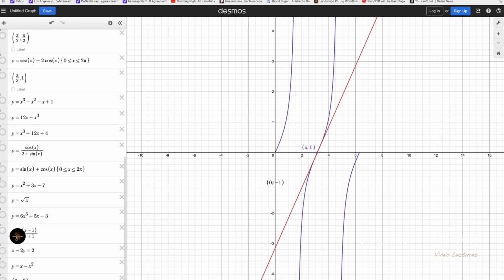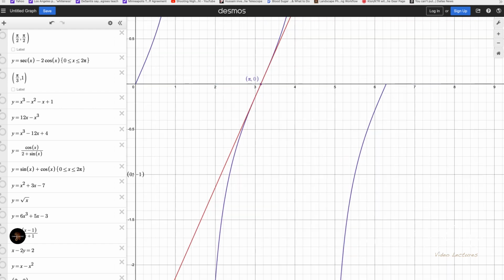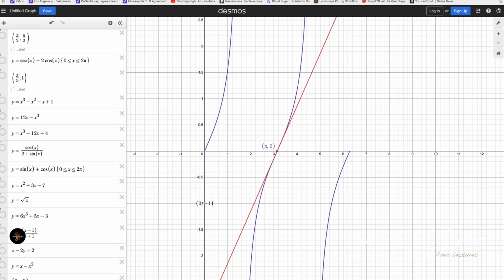All right, now I'm going to scroll right in so you guys can see. This is what we're looking for, the equation of the line, tangent to the curve at the point pi 0. So we're barely kissing that curve. Pretty nice. And that was question number 5. All right. So we're going to look at question number 7 now.